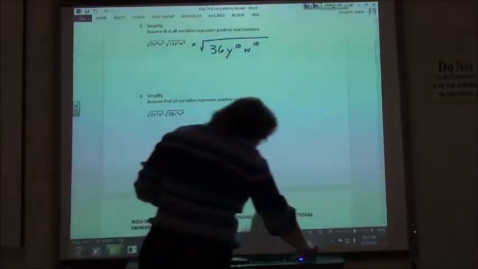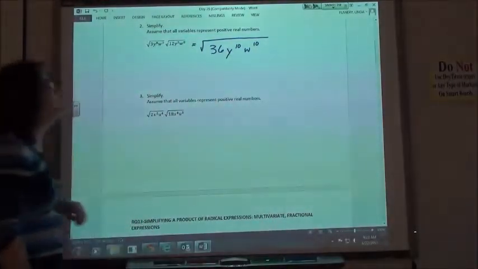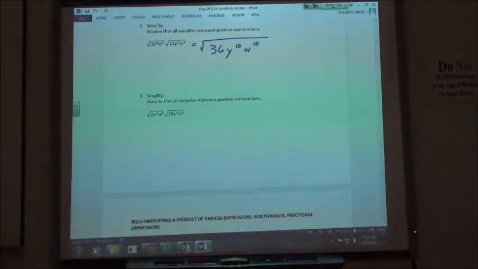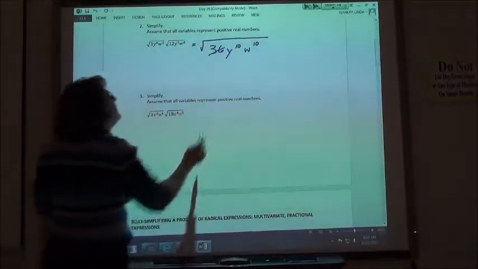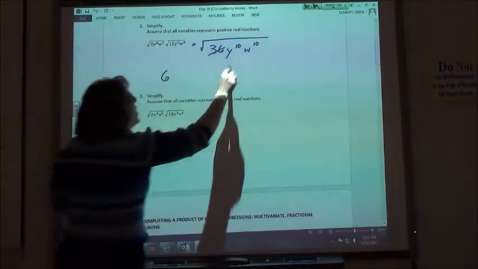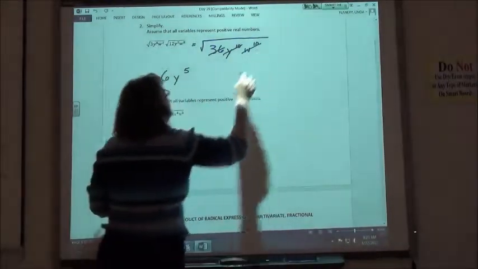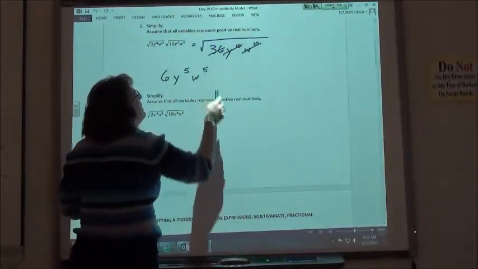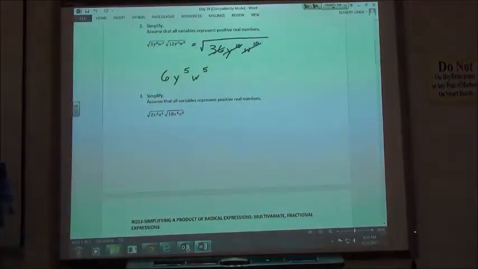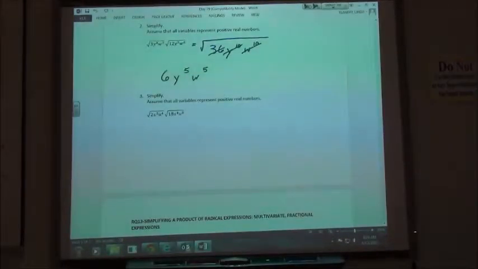I don't need to factor anything out because all of my values there are perfect squares and I can just take my square roots. Square root of 36 is 6, square root of y to the 10th, y to the 5th, and square root of w to the 10th, w to the 5th. And I have nothing left under the square root since everything was perfect squares. My radical sign is gone. I just get 6y to the 5th and w to the 5th.